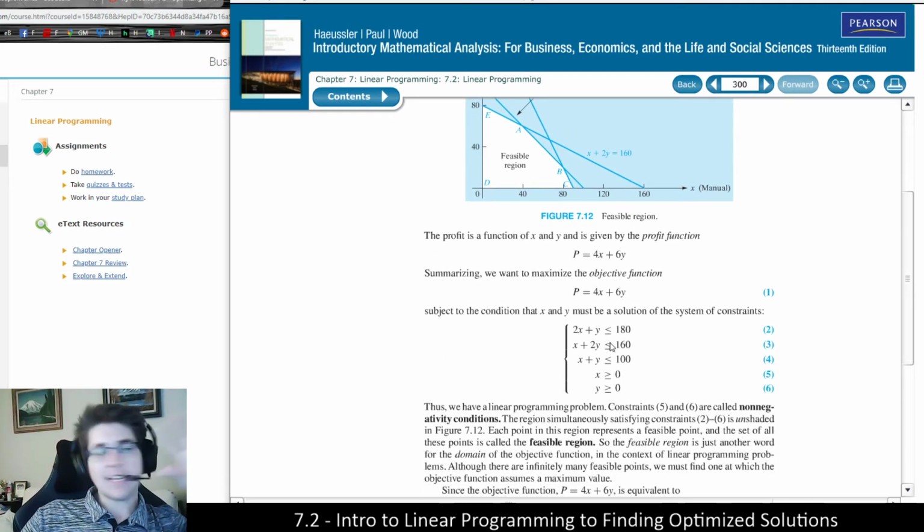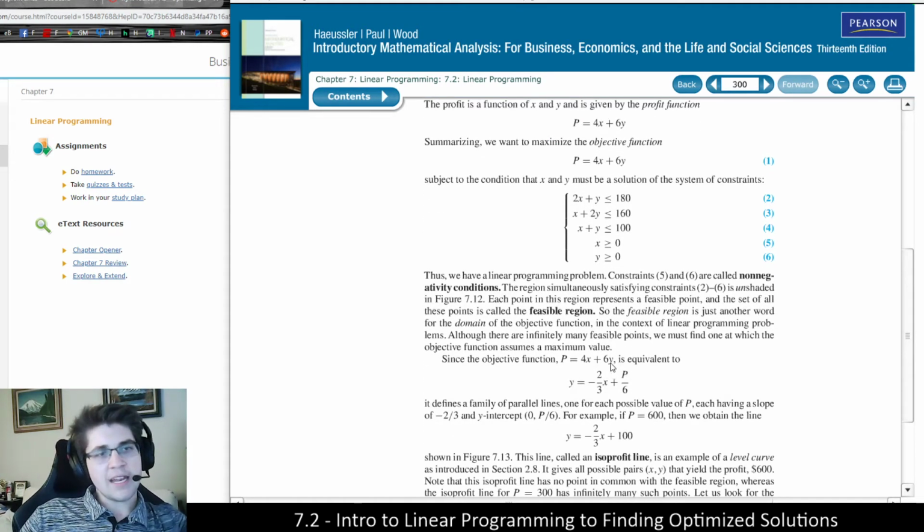Notice this is not an inequality though. I have a function of x and y which I don't know the answer to, and I have a bunch of constraints. The goal is to figure out, imposing all these restrictions, what value of p is the greatest. And the question is, how do we go about doing that?